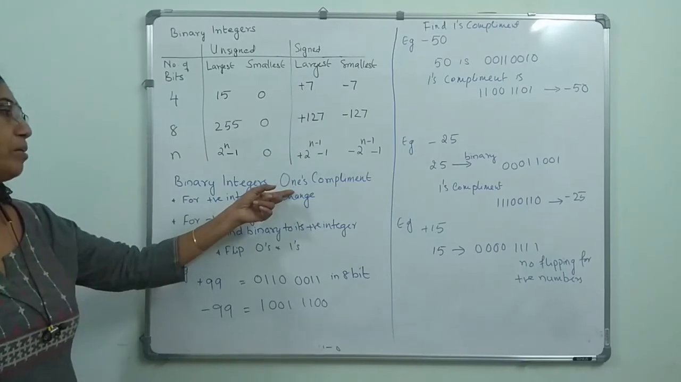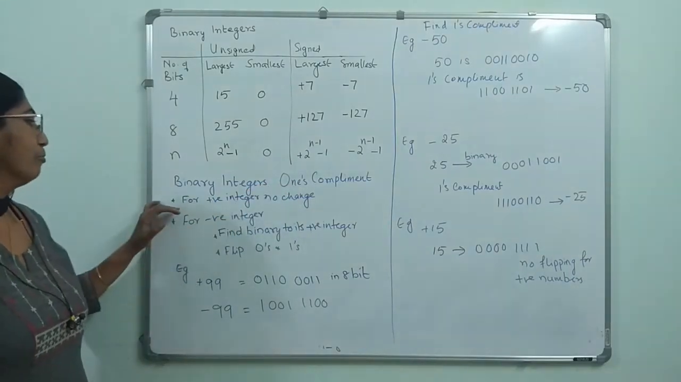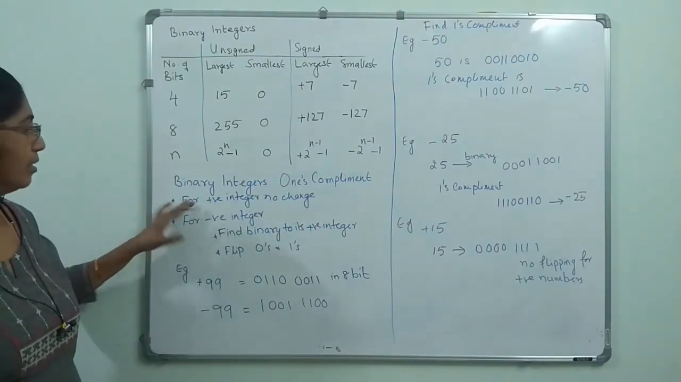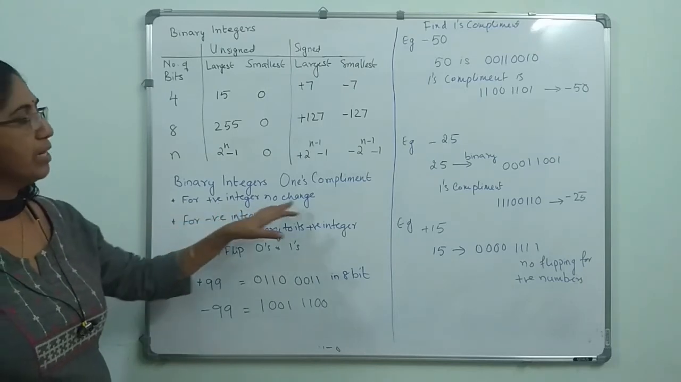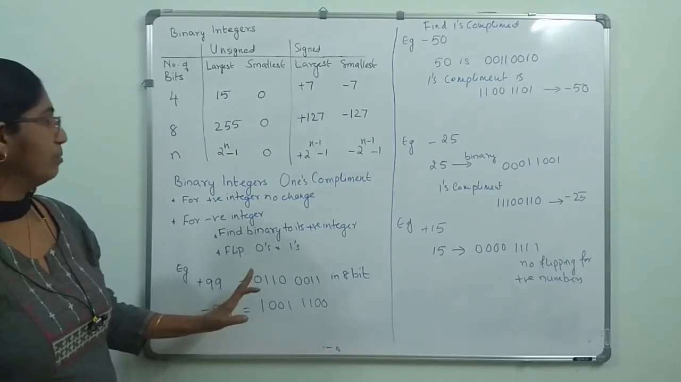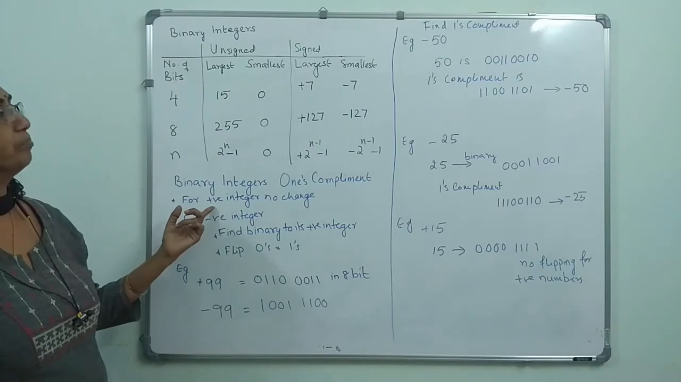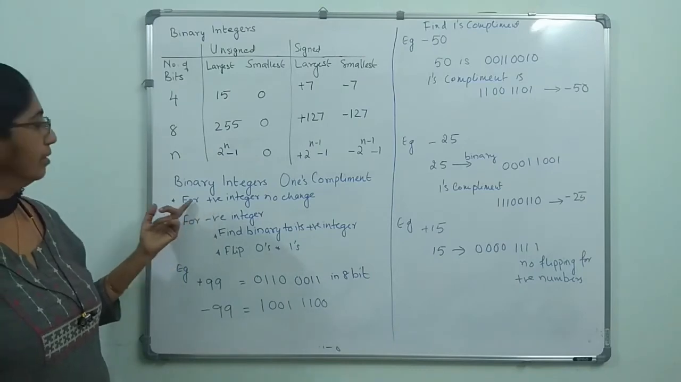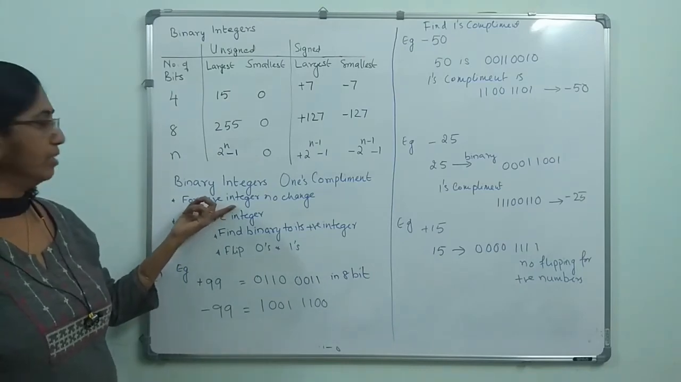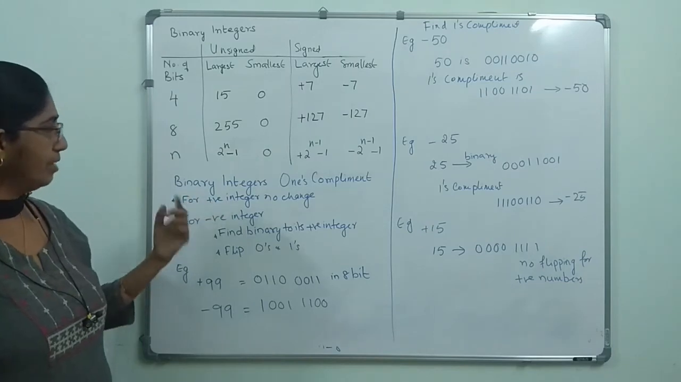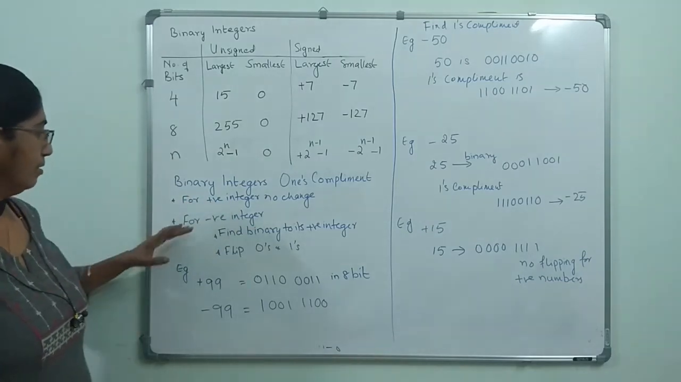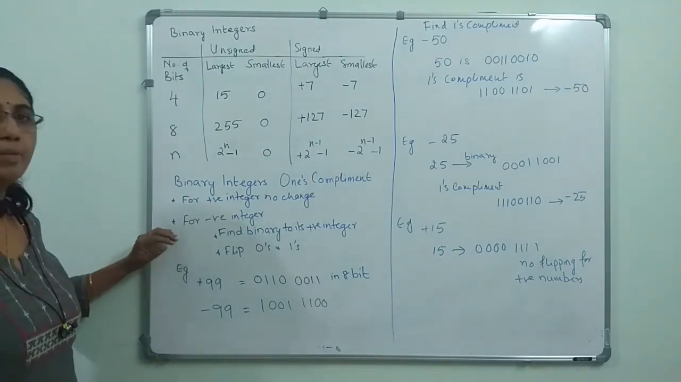In the 1's complement representation, for positive integers you don't make any change. Whatever you get is as written down in your binary, including the sign. That is taken as whatever is given for the positive integer. I'll explain the example. First, let me tell what are the important parameters.